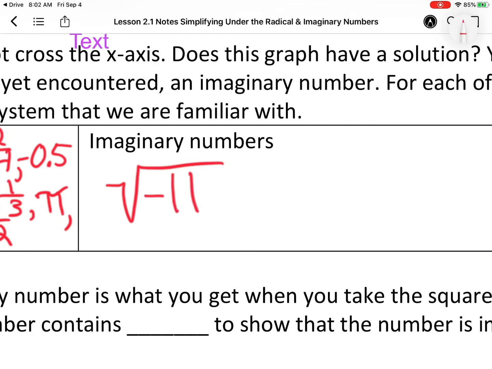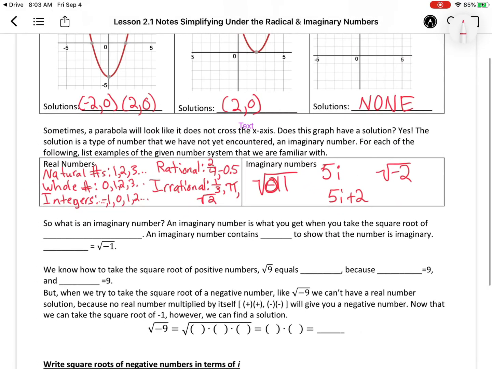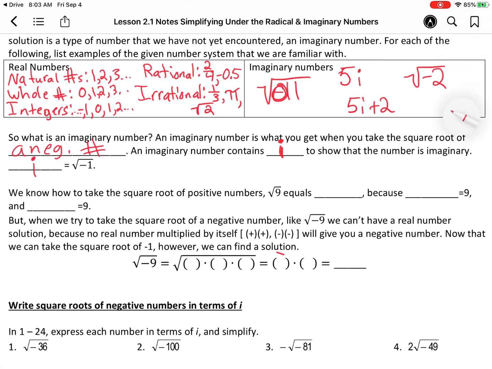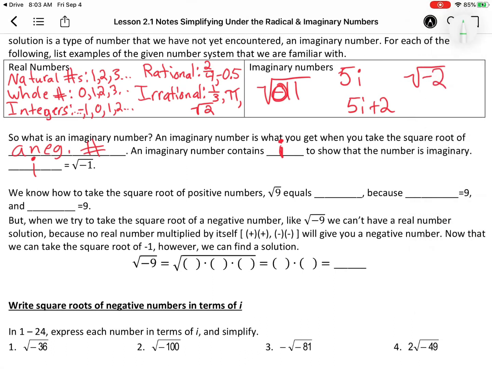And then imaginary numbers is going to be where we have a square root and there's a negative sign on the inside. So when we use that negative on the inside, it's going to become I. So these are examples of imaginary numbers. So what is an imaginary number? An imaginary number is what you get when you take the square root of a negative number. An imaginary number contains I to show that the number is imaginary. So anytime you see I equals the square root of negative 1.